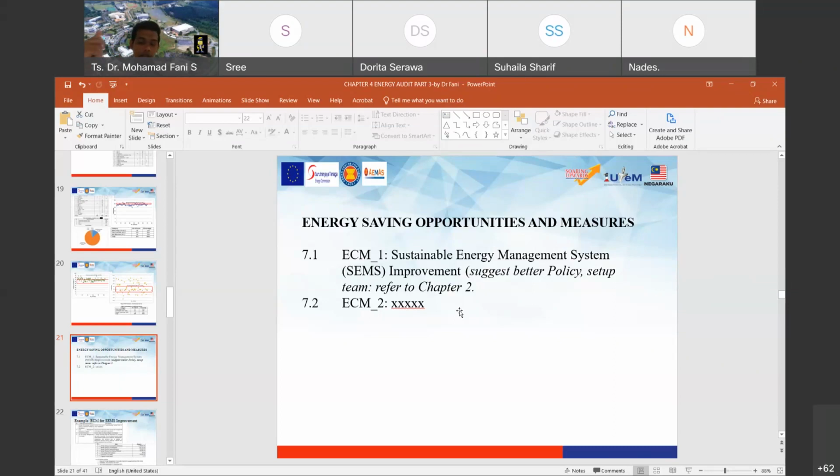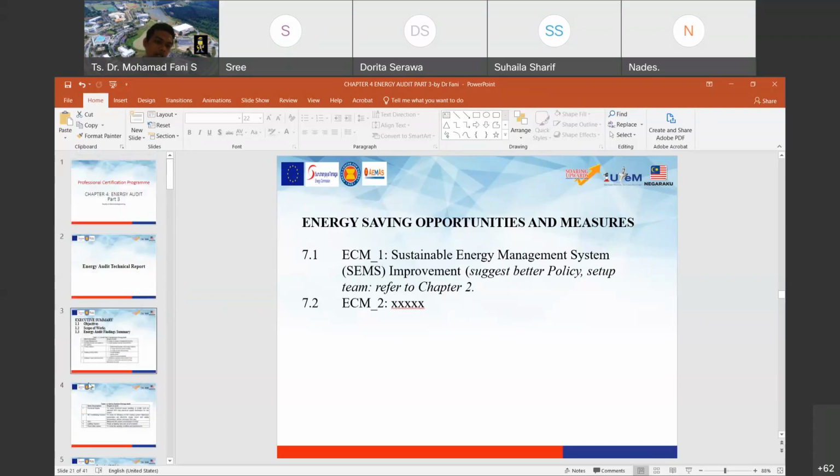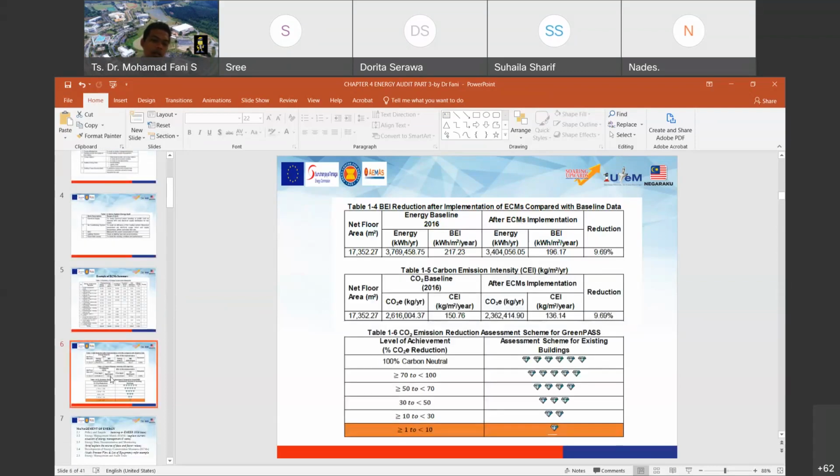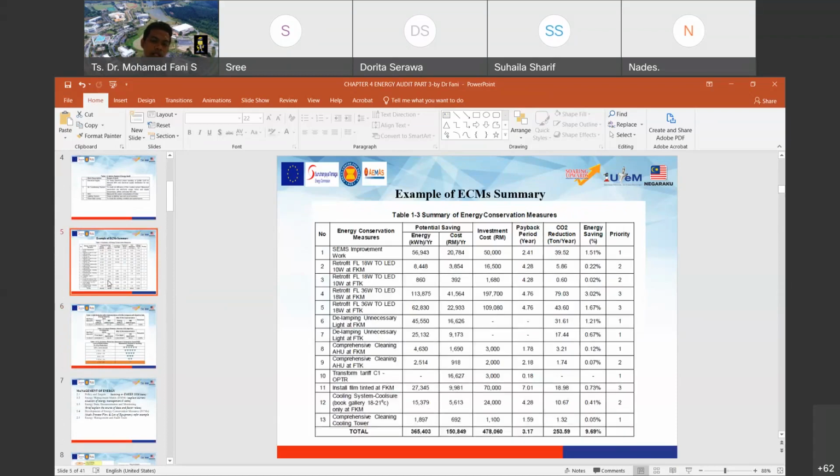For example, this one is the example. ECM number 2, if you find that the site is still using the conventional lamp and you want to suggest to replace with the LED lamp, so please put them as the ECM number 2. You need to come out with the calculation of saving, okay, like the previous summary, executive summary one. But that one you represent the ECM separately. This one is the summary.